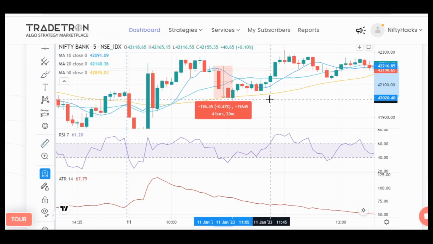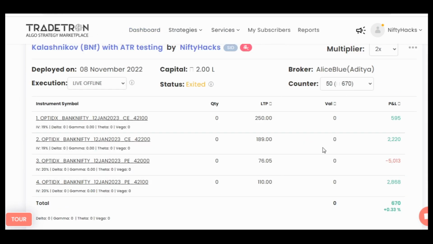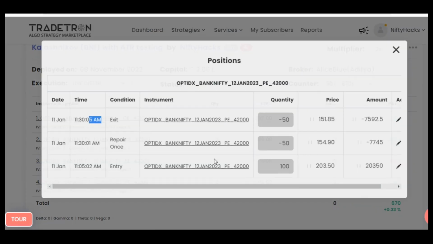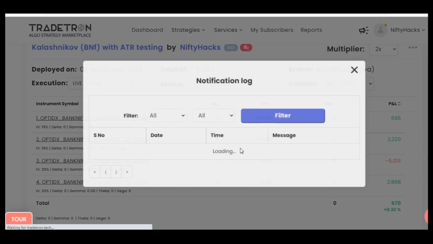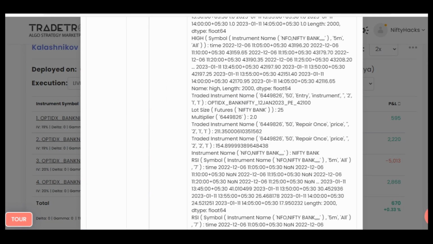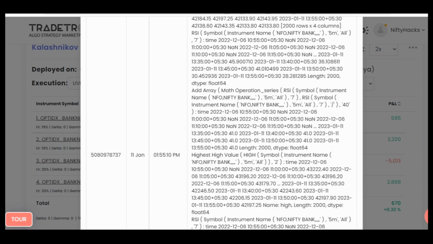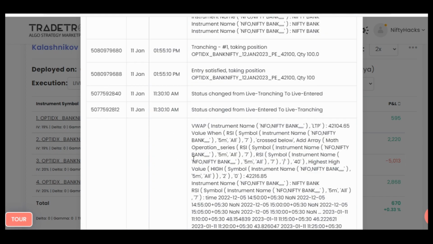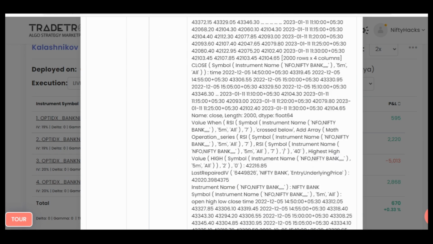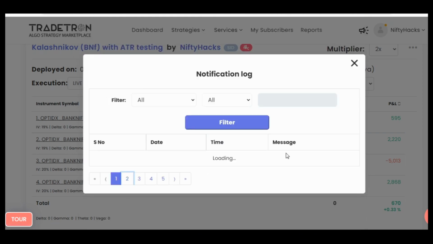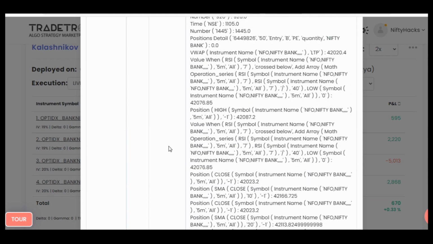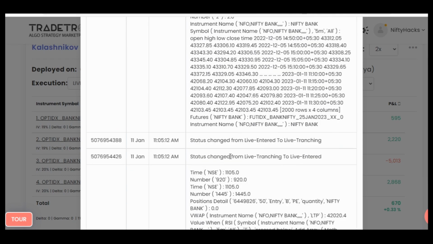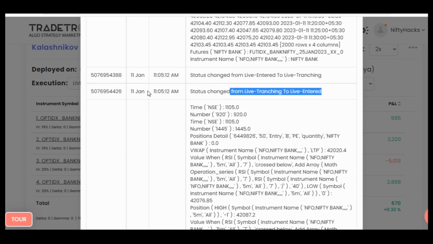So that also comes to 196. So let me check the notification log for this 1105 entry, because all things depend on the entry underlying price, right? As I already told you guys, whenever in doubt, check the notification logs to see whether the entry was proper or not at that time. Okay, so here is our entry condition, 1105.